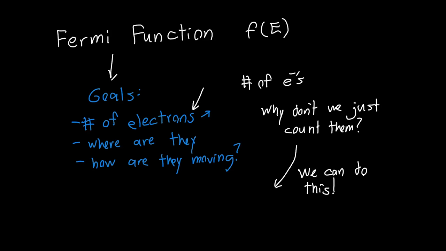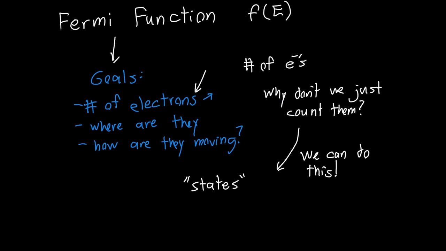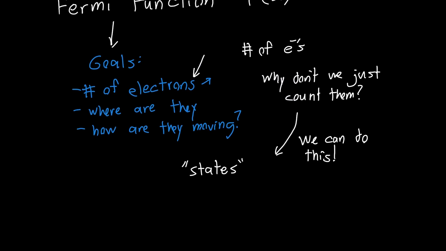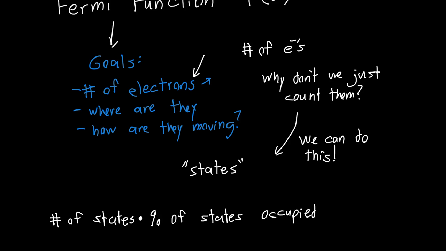But in quantum mechanics, it's much more convenient to work with states than the electrons themselves. And this just basically has to do with the ways in which it's easiest to solve the Schrödinger equation. But essentially, what we want to do is find the number of states and then multiply that by the percentage of states that are occupied, or the percentage of states that have an electron in them.